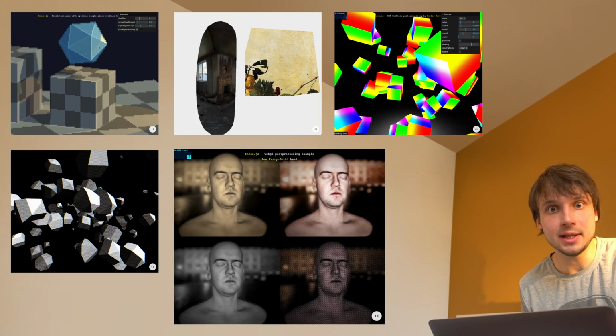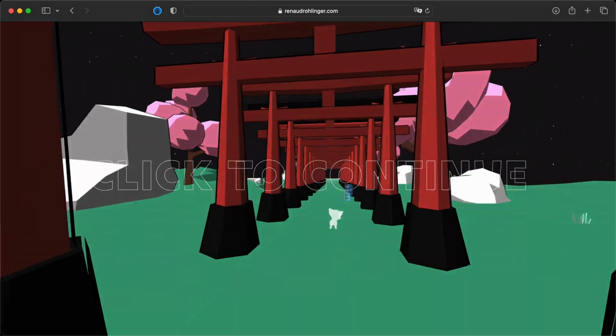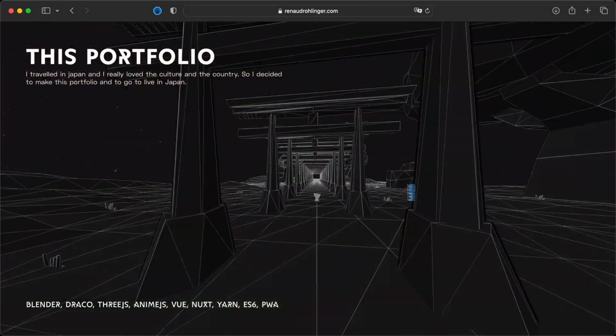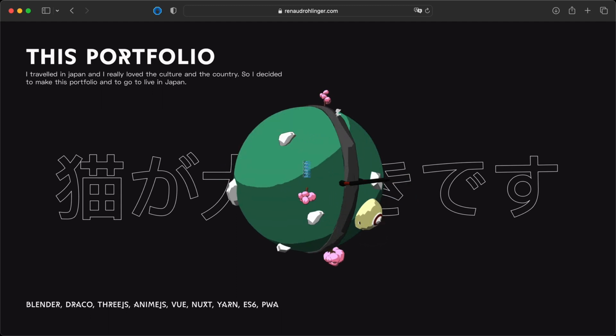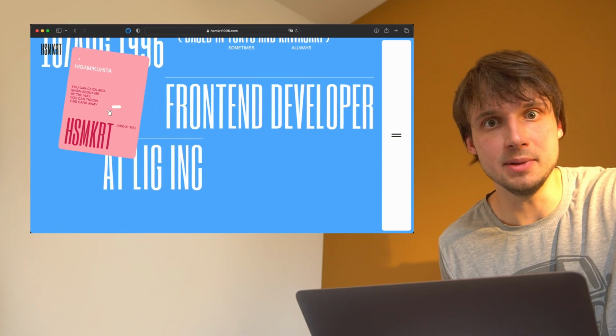3.js is a powerful library that allows you to achieve whatever look you want. It just gives you an option to do that in three dimensions. And you also don't have to, by the way. Look, this site, it was also built in 3.js.